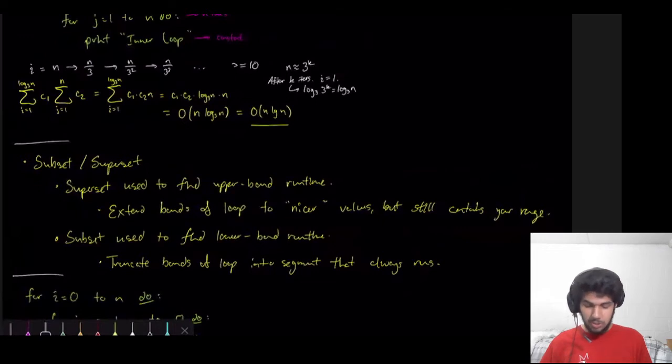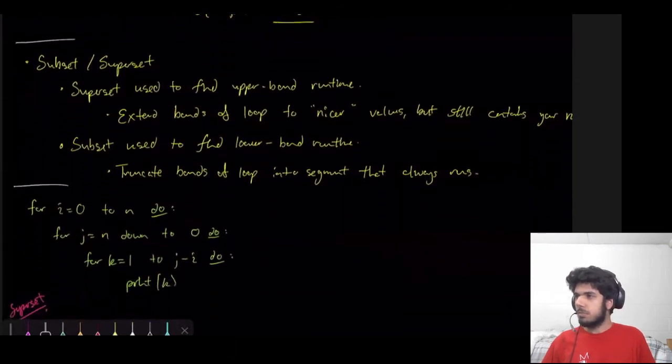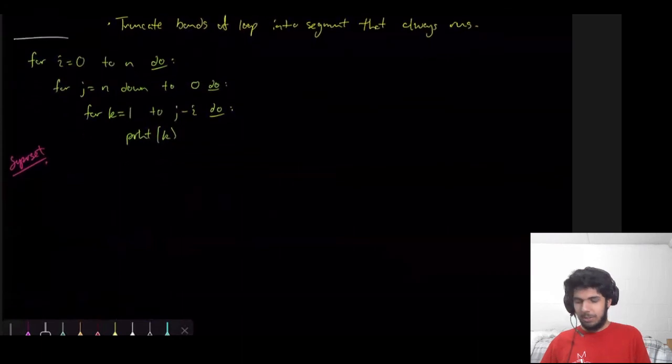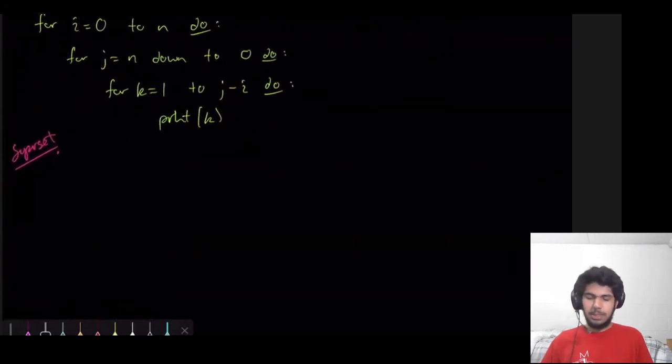So that's the superset method. Subset is used to find the lower bound runtime, so that's big omega. To do that, we truncate the bounds of our loop into a segment that always runs. So this is quite abstract at first, but once we do an example or two, hopefully it'll make sense. So we'll start with this, and we'll start with the superset method.